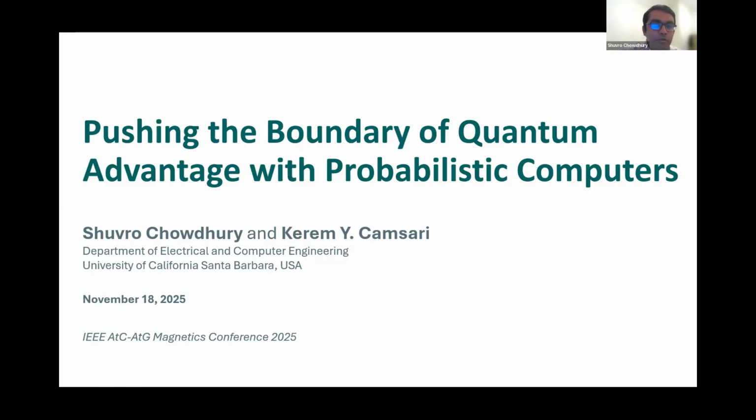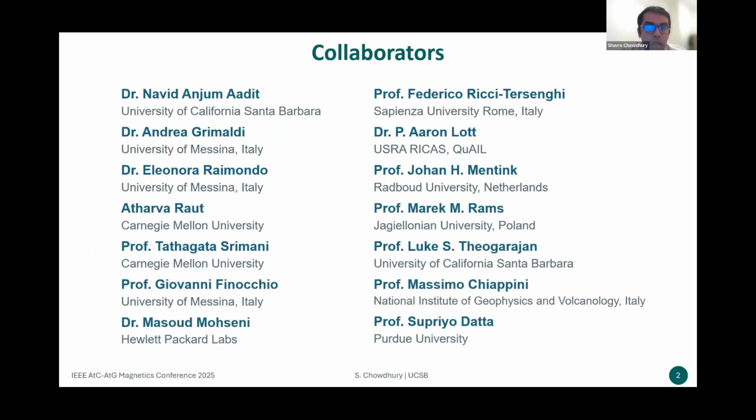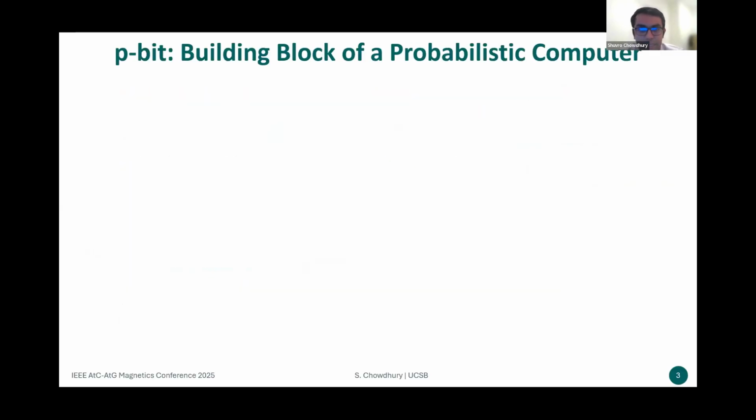So welcome everyone. I'm Shuvro Chowdhury from University of California, Santa Barbara. I'm a postdoctoral scholar there, and I work with Professor Kerem Chamsari. My talk's title is pushing the boundary of quantum advantage with probabilistic computers. Welcome you all to my talk. I hope you will enjoy this. Before I begin, I want to sincerely thank all my collaborators, and as you can see, it's a long list of collaborators across the globe. Anyway, so let's dig in.